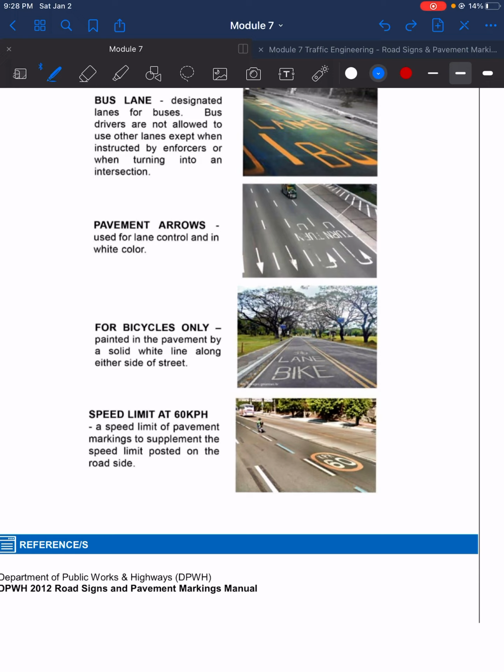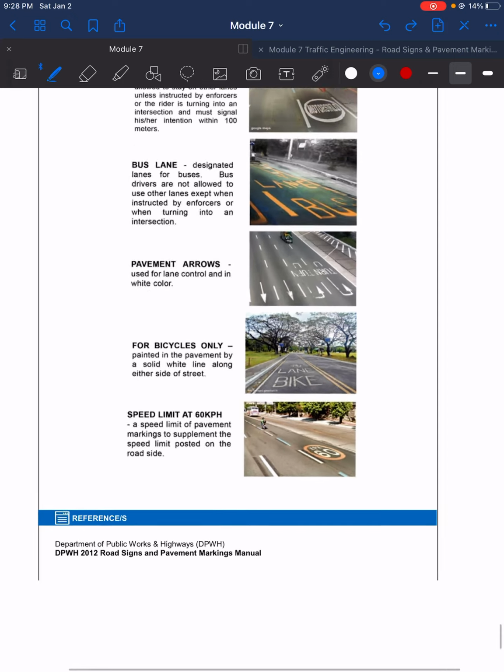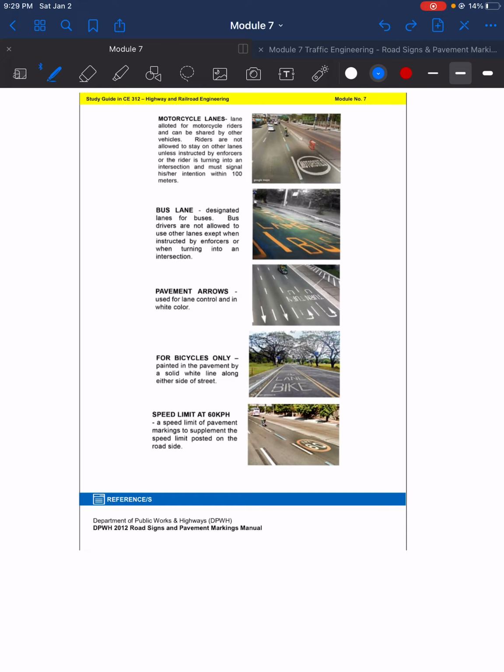Speed limit at 60 kilometers per hour. A speed limit of pavement markings to supplement the speed limit posted on the roadside. Ayan, may markings na nga sa kalsada, then lalagay pa ng markings doon sa may roadside. In case na hindi mapansin yung isa, well, either doon sa lalagay na road sign, well, at mapipigilan yung driver to increase the speed over 60 kilometers per hour. Okay, so that's all for this module number 7.